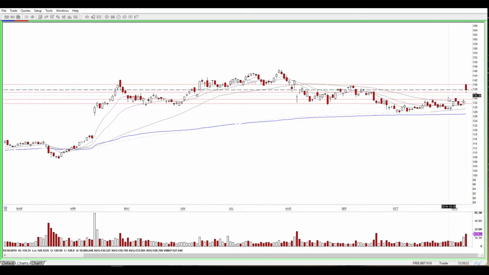So what I would do is I would start marking up the daily, and what I'm looking for are swing pivot highs and swing pivot lows. What I mean by that are areas like this right here where sellers come in and push the stock down, and then areas like this right here where buyers come in and push the stock up.